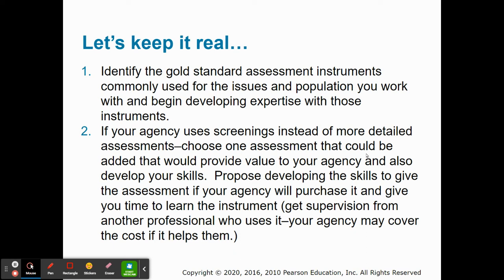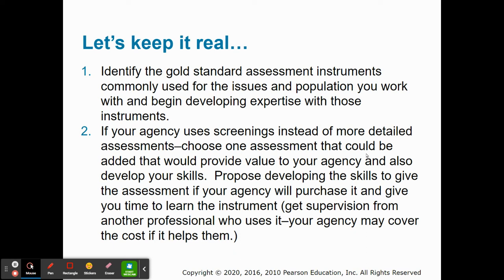But as far as a formalized assessment, the formalized assessment was pretty informal. You weren't pulling out a Beck Depression Inventory, or an ACEs, or something else and formally adding that to the interview you were doing in order to back up the information that you were getting in the clinical interview.